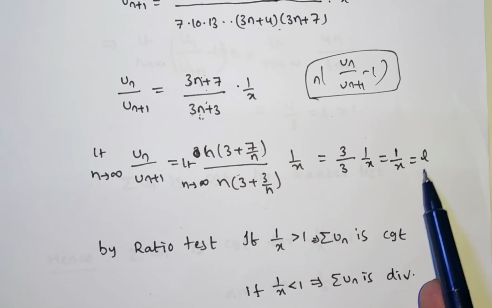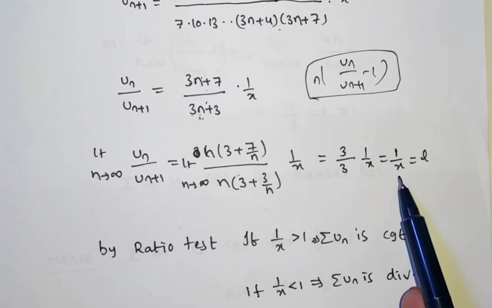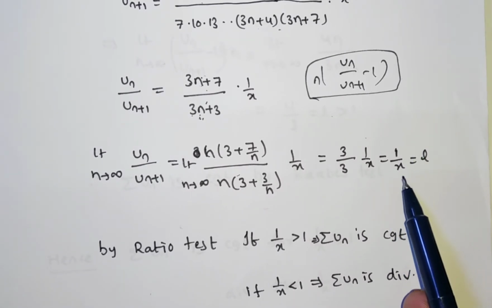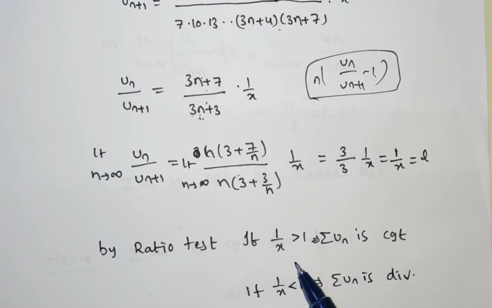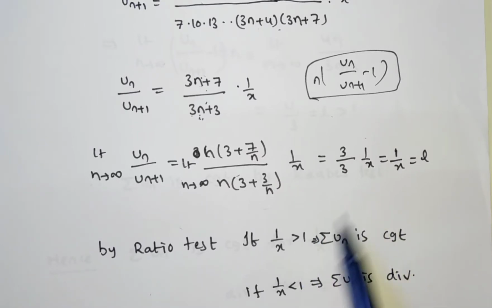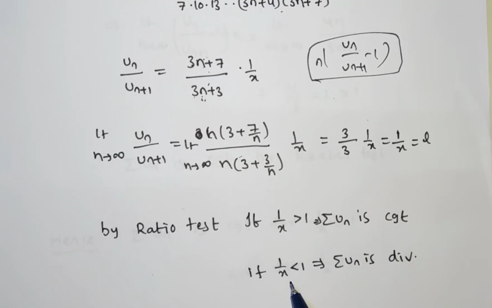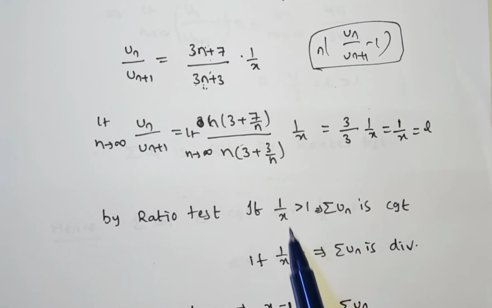Now, this is L. You don't know x, but it is given that x is greater than 0. If x is greater than 0, then 1 by x may be greater than 1 or less than 1, or maybe even equal to 1. So you have different cases here. If the limit is greater than 1, we say so; if it is less than 1, 1 by x is less than 1.